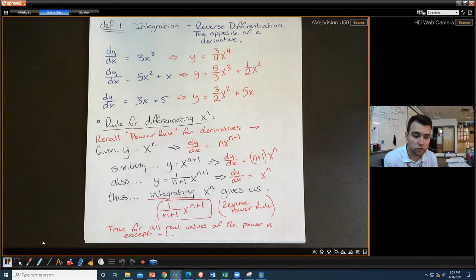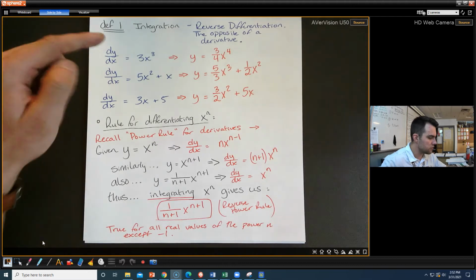Okay, and this is true for all real values of the power n, except if we raise it to the -1 power. You can try that on your own and just play around with that idea, but you will be stuck very quickly. So keep that in mind, okay? I did try to play around with it a little bit ago. Cool, we have this generalization here.